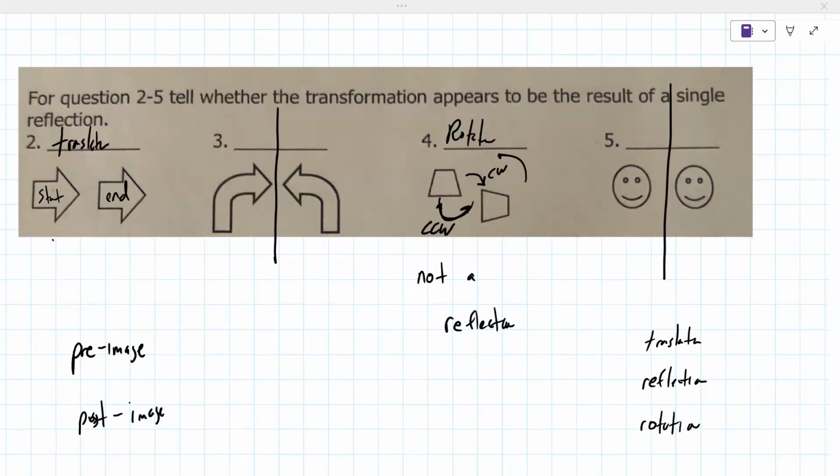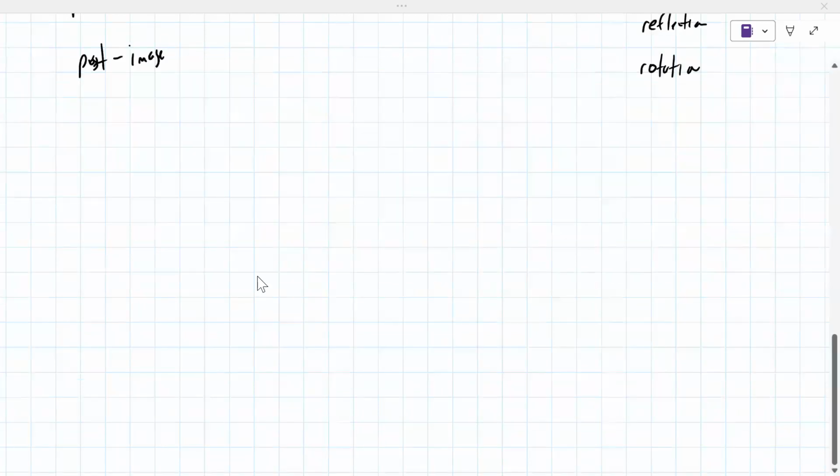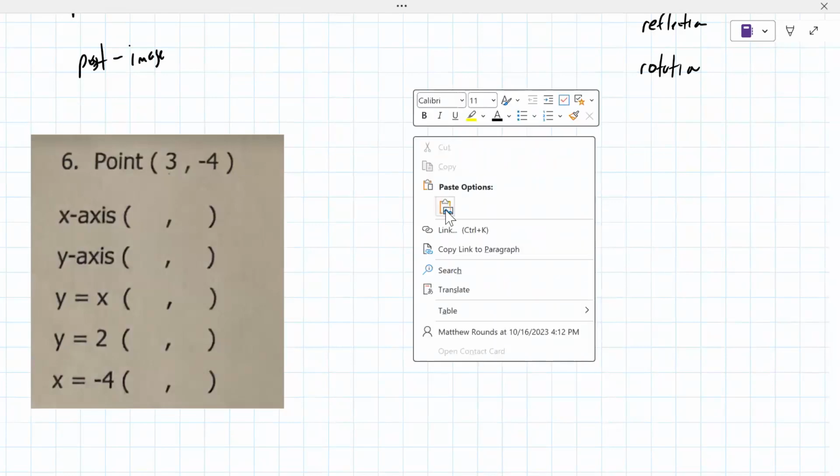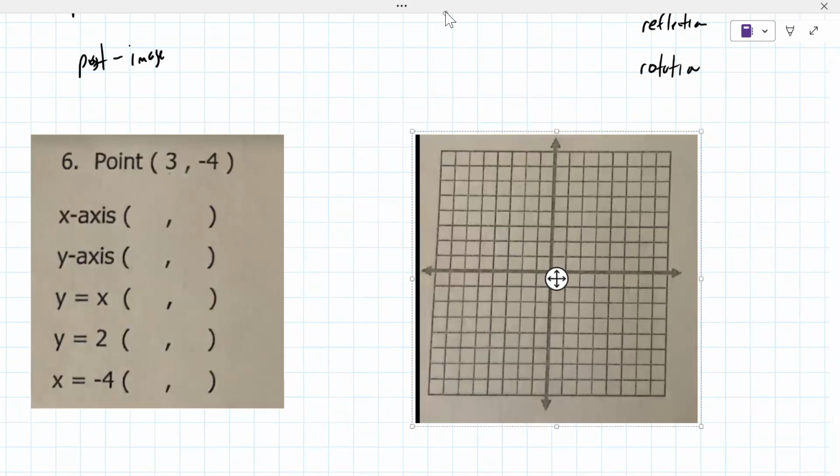No. All right. So for number 6, the instructor asks you to do these reflections, and they say that the graph is not required, but what could really help is to actually graph the point and the thing that you're reflecting over. So for example, let's put that point 3, -4. There's the point right there, 3, -4. And for the first one, you're reflecting it over the x-axis.